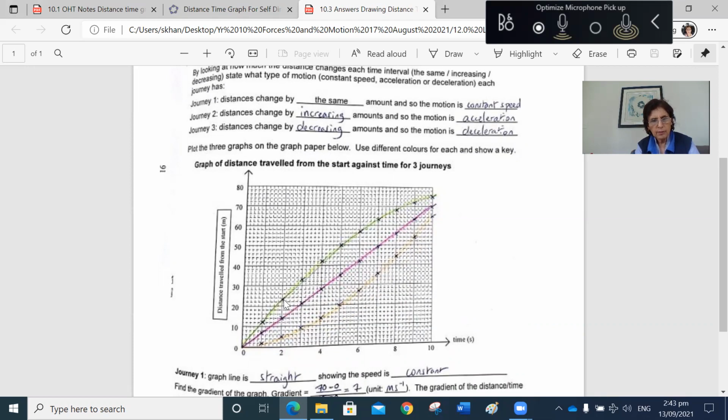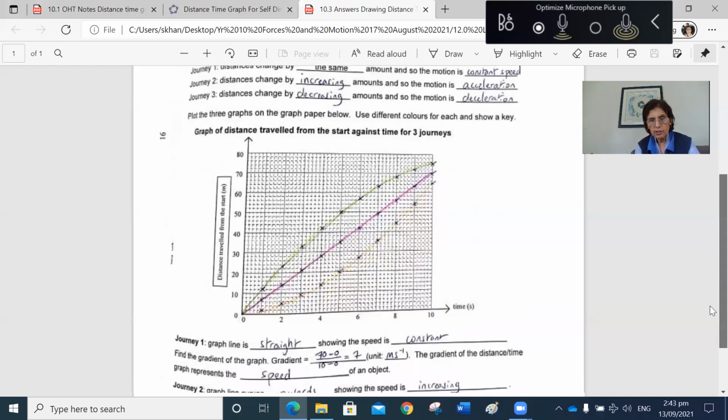Say, for example, there was a car which was initially at, say, 50 meter mark, and then it doesn't move. After 2 seconds, it is still at 50, 50, 50. So if we draw a line, it will be like a horizontal line. So horizontal line in a distance time graph means that the object was stationary, it wasn't moving.